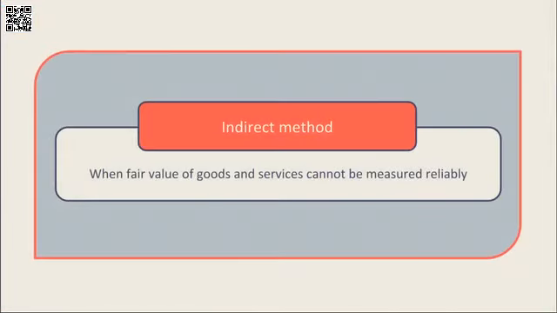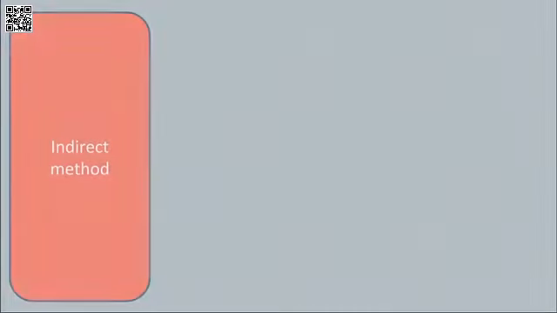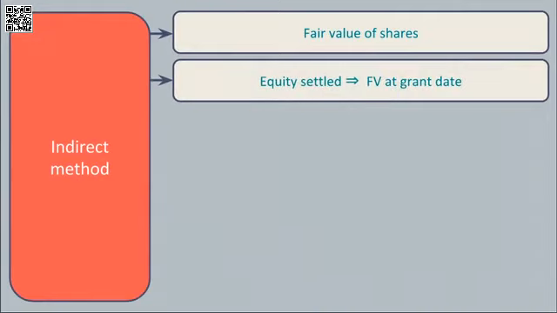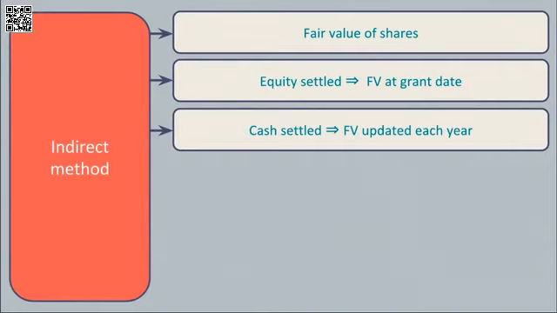Under IFRS 2, the direct method is recommended. However, if the fair value of the goods or services supplied cannot be measured reliably, we use the indirect method. The indirect method, where the fair value of the shares is used. When it's an equity settled situation, we use the shares' fair value at the date they are granted. When it's a cash settled situation, the fair value of the shares is updated each year.